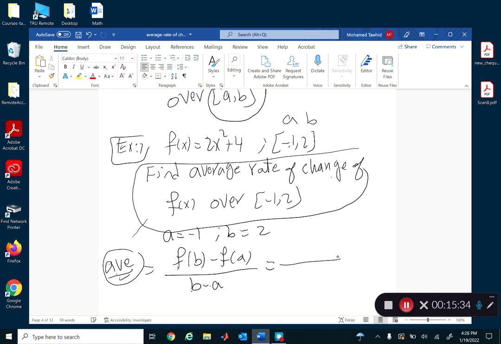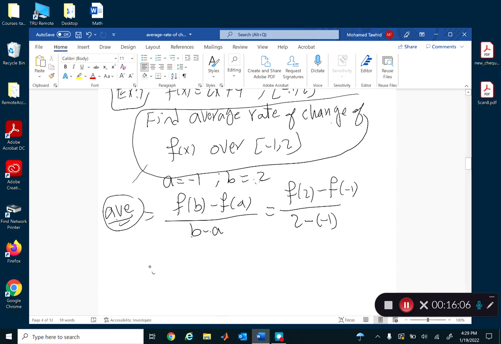So what is your B? Your B here is 2. What is your A? -1, so minus, look what you have. Be very careful: if you have a negative number, always put it between brackets. Your f of B is f of 2 minus f of A, f of -1. Now I need to get the value of f of 2 and also the value of f of -1.